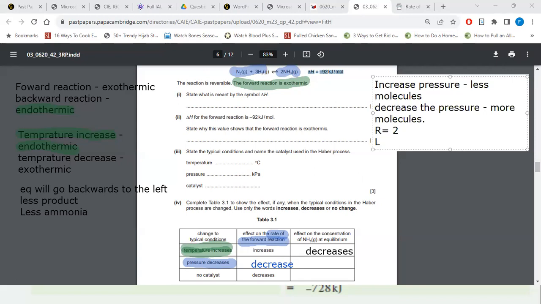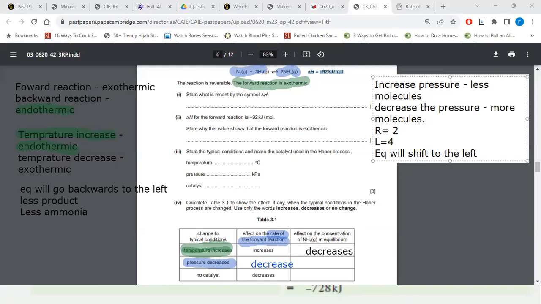The question is saying that we are decreasing the temperature. So if I'm decreasing the temperature, it has to go to more molecules. Where do you have more molecules? Left or right? In the left side, so it's going to go to the left. Yes. So what will happen to the product? Will I get more product or less product?